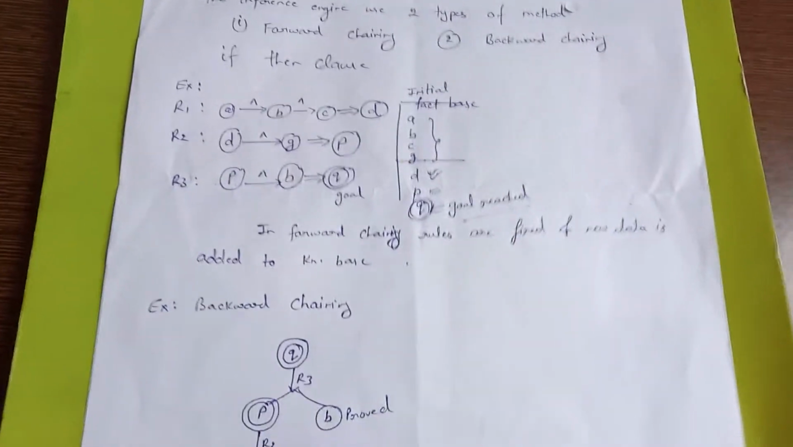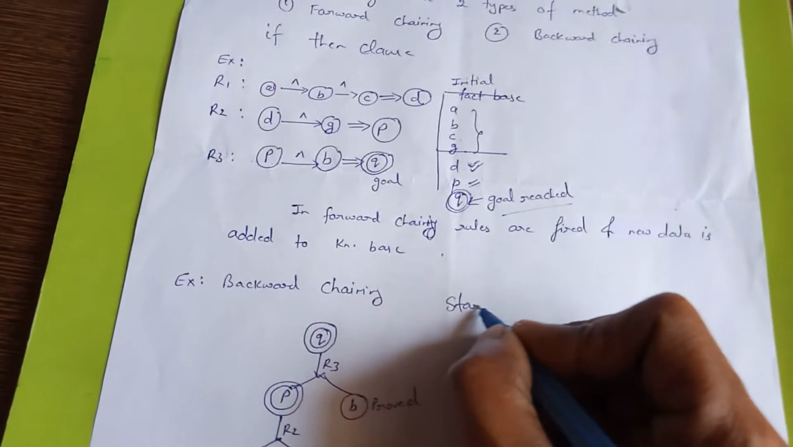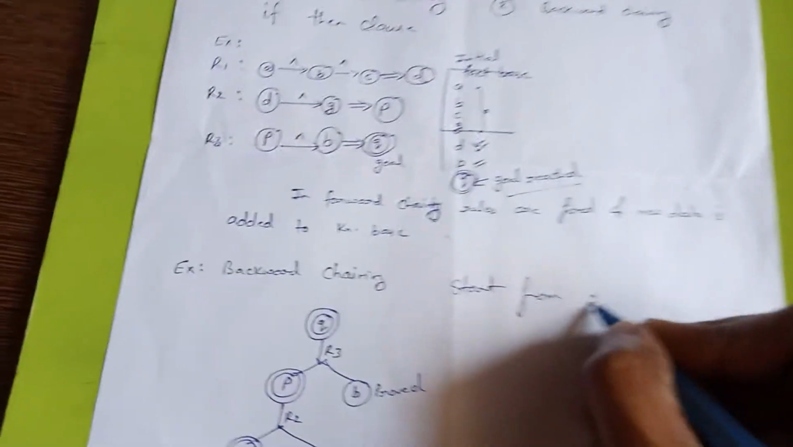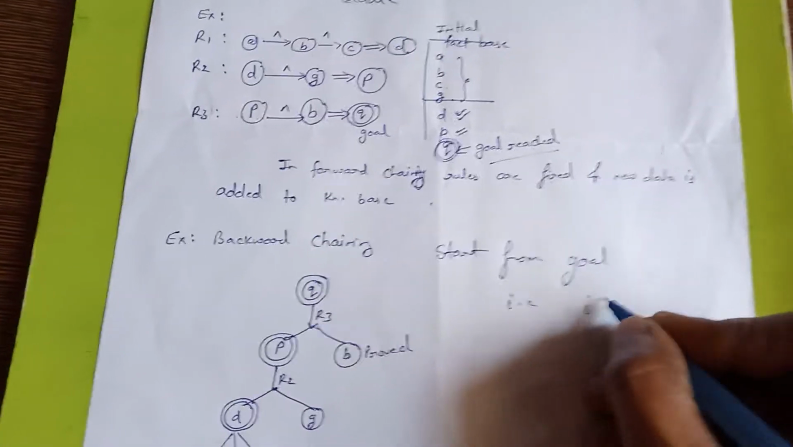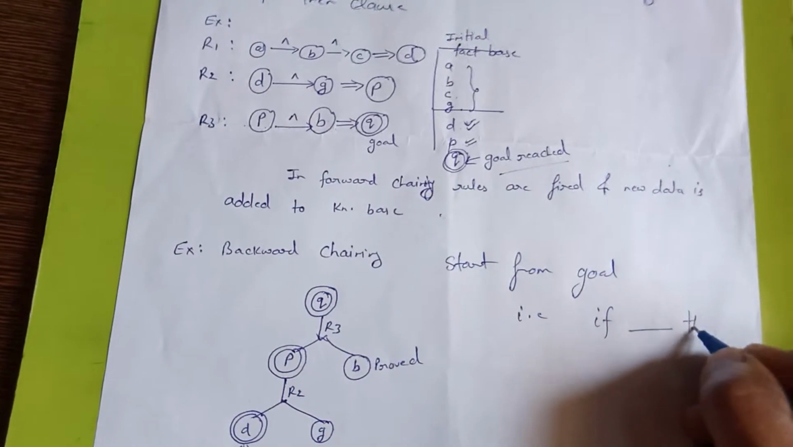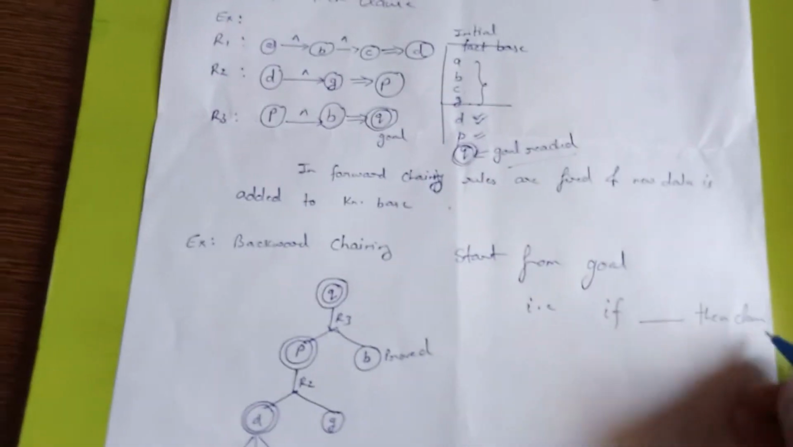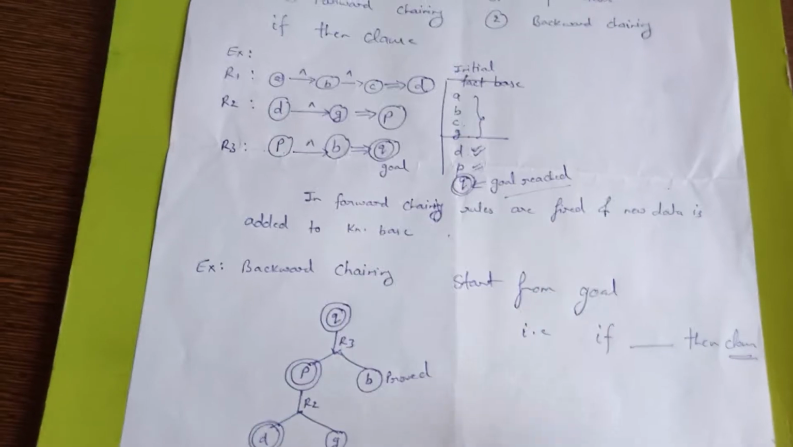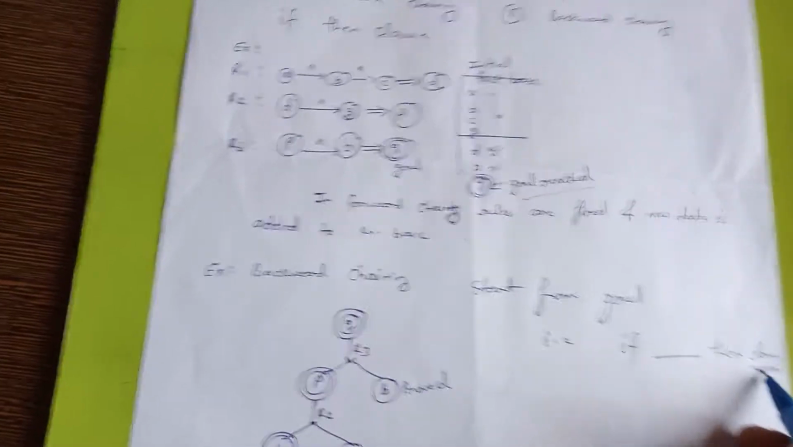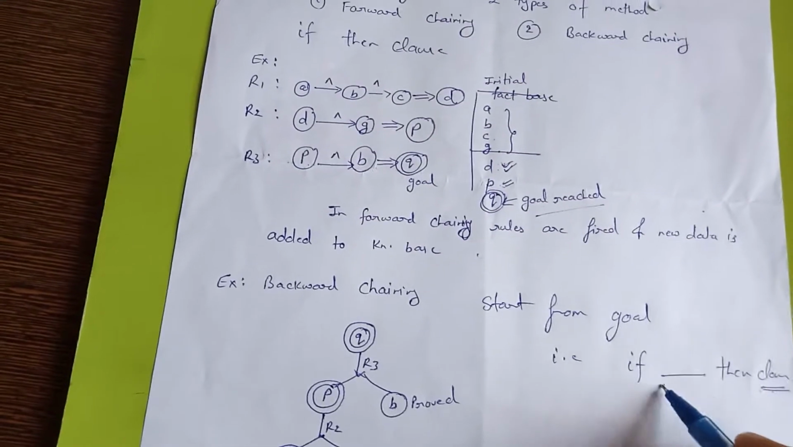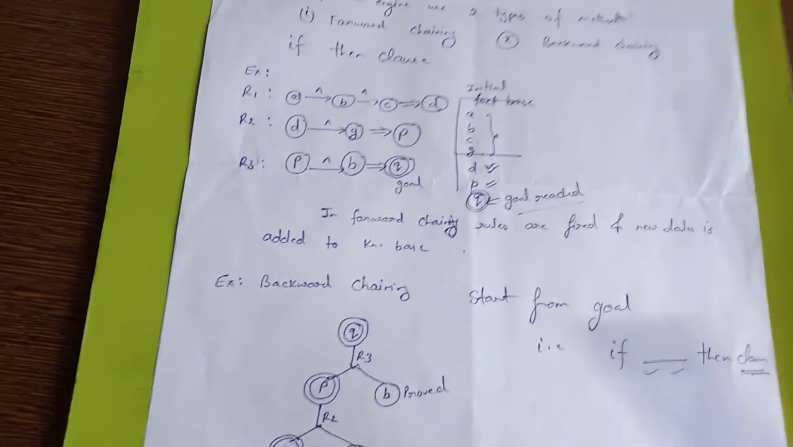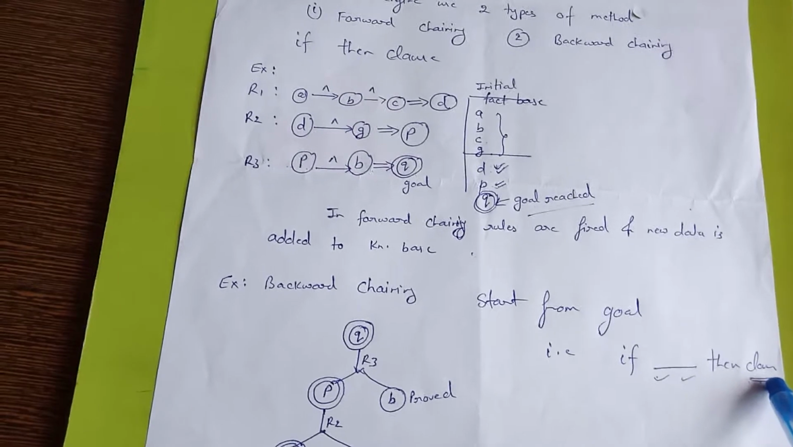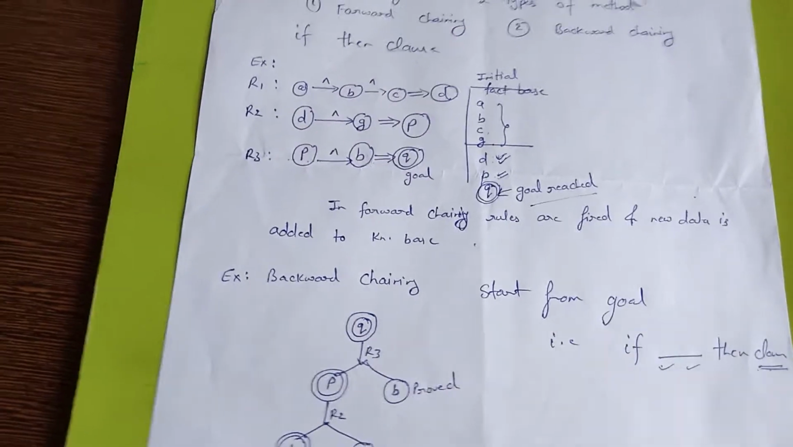But what about backward chaining? Backward chaining always starts from the goal. As you know, in the if-then clause, if the right hand side part is true, then how is this true? This is true based on the facts in the if clause. That's why backward chaining starts from the then clause and tries to find the if clause.